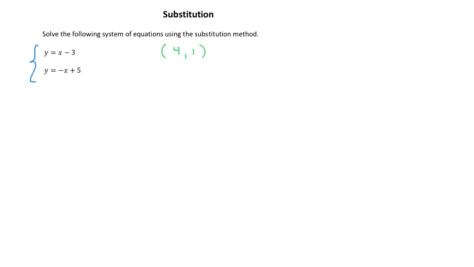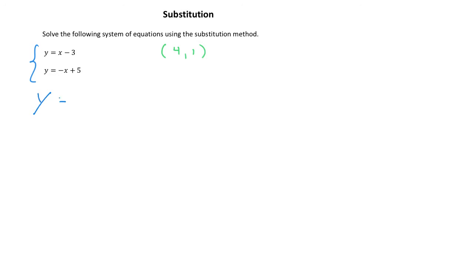I'll look at my two equations. I see it has both x's and y's in it. I'm going to try to get rid of either x or y. So let's see. y is equal to negative x plus 5. It's also equal to x minus 3. I'm going to take this x minus 3 and substitute it in place of this y.